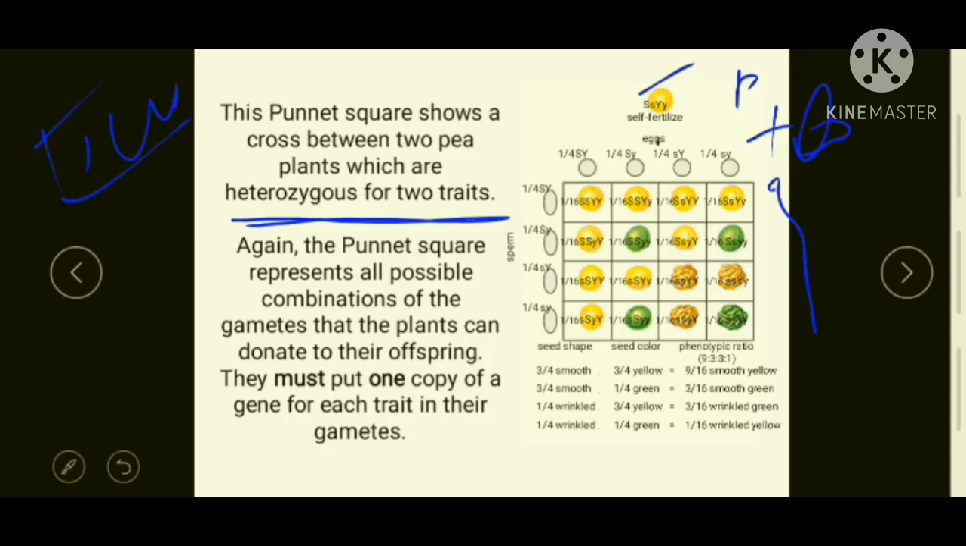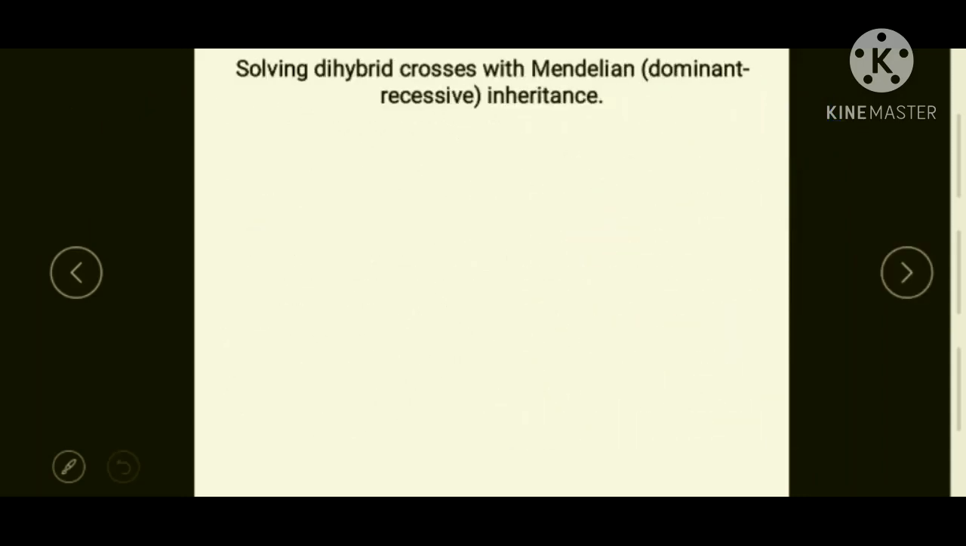Again, the Punnett square represents all possible combinations of gametes that the parent can donate to their offspring. They must put one copy of a gene for each trait in their gametes. So this is all about the law of independent assortment.